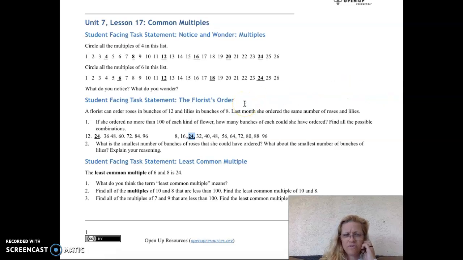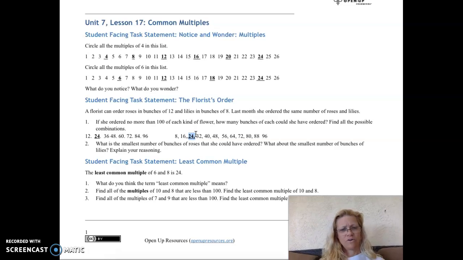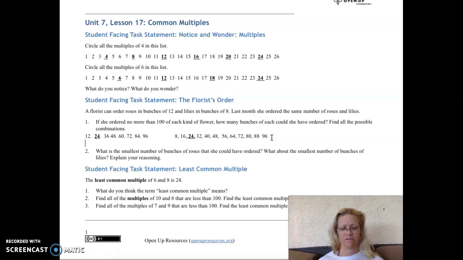How many of those could she order? I think she could order 2 groups of roses, 3 bunches of lilies. Okay. That would be 24 and 24, 48, 72. Yes. So if she ordered 2 groups, now you see what I'm doing. I'm finding the common multiples. We could order 24 flowers of each. Okay, up until 100.